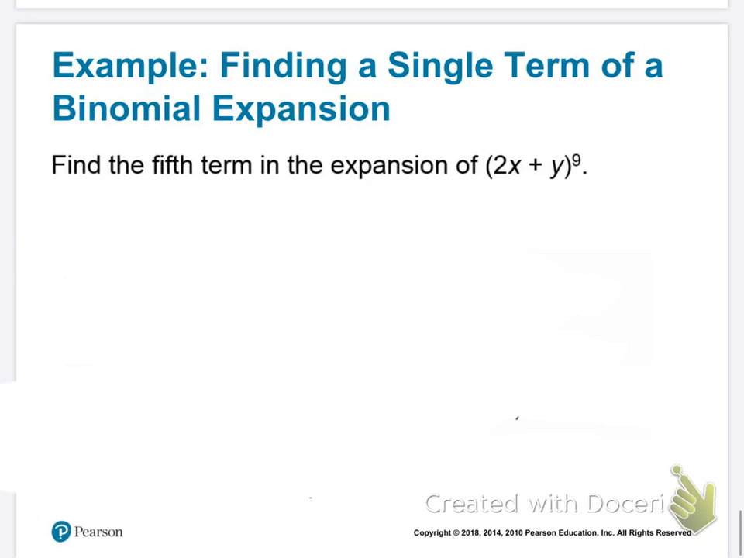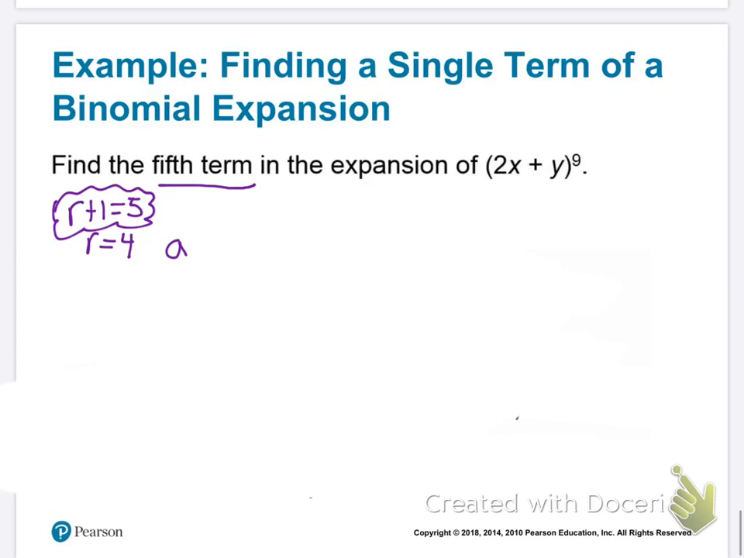Okay, so this says find the fifth term of the expansion of 2x plus y, the quantity raised to the 9. If we want to find the fifth term, we know that we need r plus 1 to equal 5. So this is the key portion so that we know r is going to be 4 in this case. Again, this is what that last page was telling you, that it's going to be the r plus 1 to get to where you want to be.